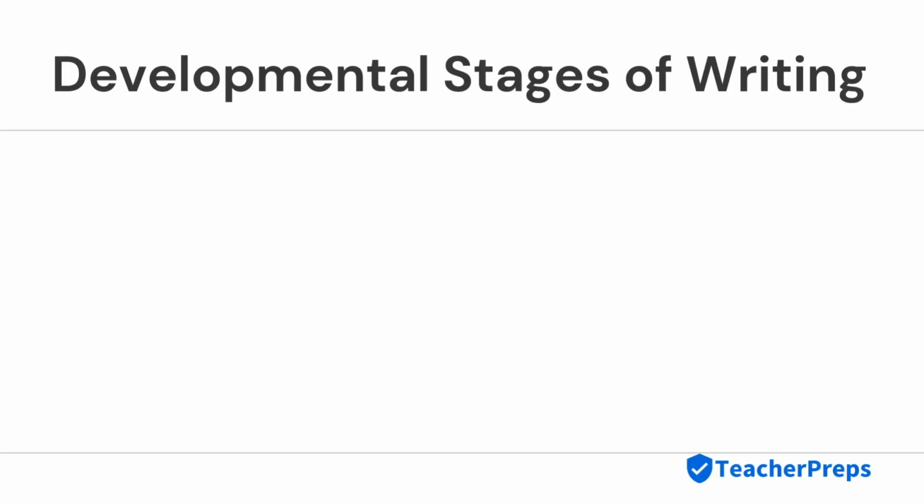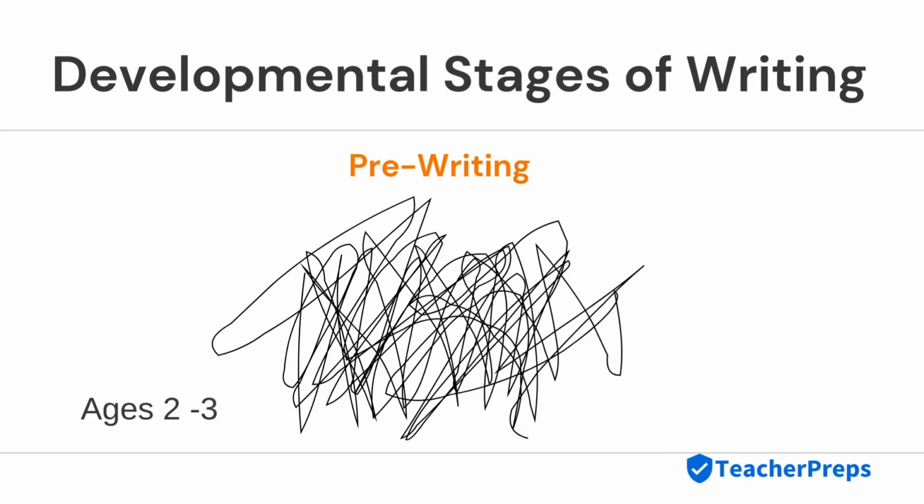Let's take a look at the different developmental stages of the writing process, starting first and foremost with the pre-writing or scribbling stage. Typically, this happens within the ages of 2 and 3. Children at this stage explore writing by making marks on paper. Often, these are random scribbles that may not actually resemble letters or words at all yet.